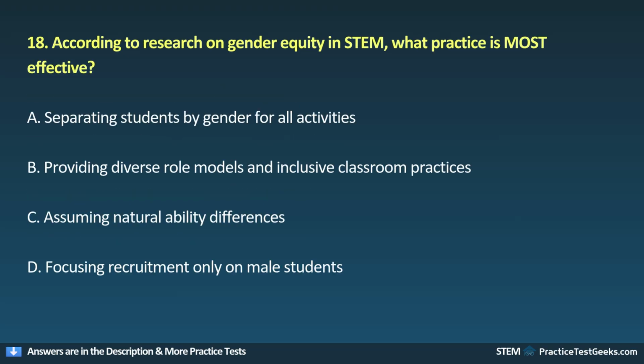18. According to research on gender equity in STEM, what practice is most effective? A. Separating students by gender for all activities.